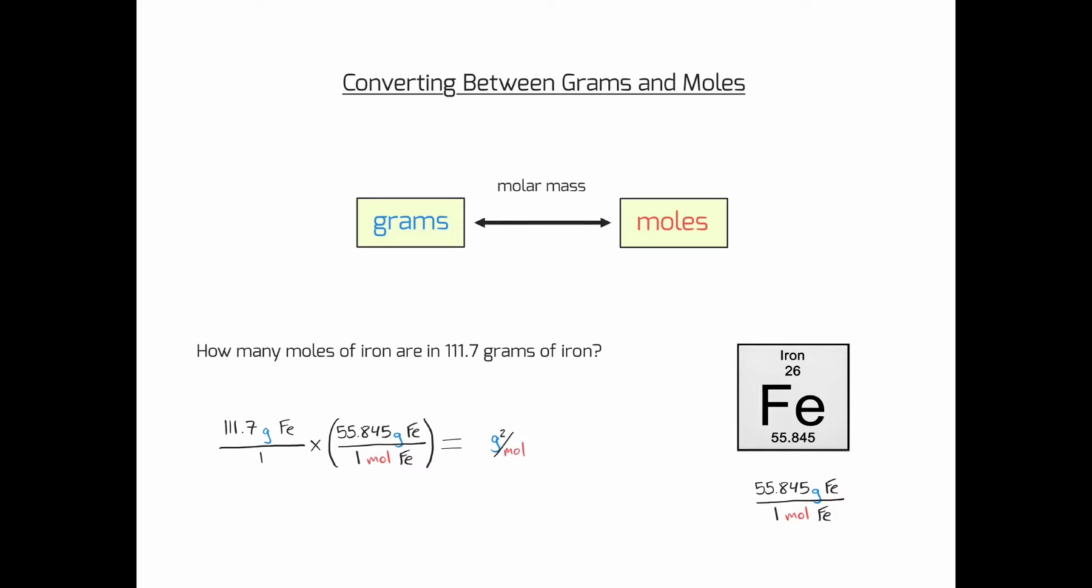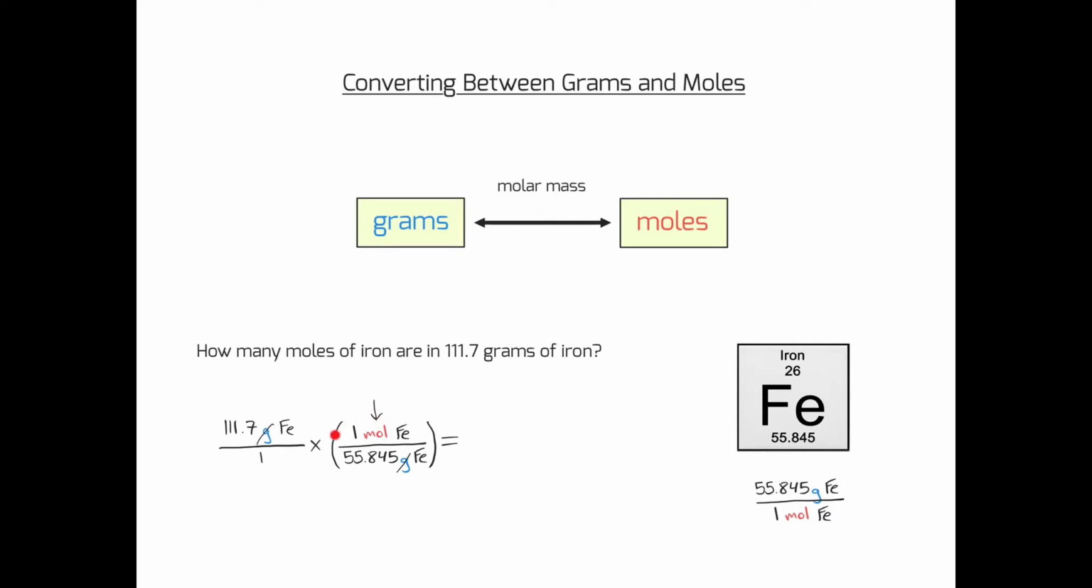What we get for our final answer if we do that is grams squared per mole, which is not what we're looking for. We're looking for moles of iron, not grams squared per mole of iron, which tells us that we need to flip our conversion factor. If we set the problem up this way, you can see that we have grams on bottom and grams on top, which means that those units are going to cancel. So we cancel grams on top with grams on bottom, and that leaves us with moles of iron.